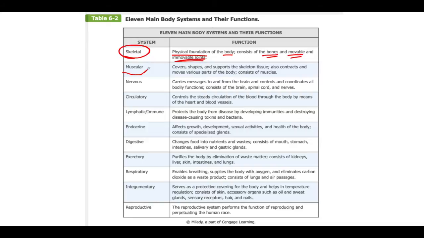Then we have the muscular system. The muscular system is connected to the skeleton and, to some extent, covers, shapes, and supports the skeletal tissue. It also contracts and allows the movement of various parts of the body, and consists of muscles. We did talk about the variety of muscles that we have: skeletal muscles, cardiac muscles, and smooth muscles. Those make up the muscular system.